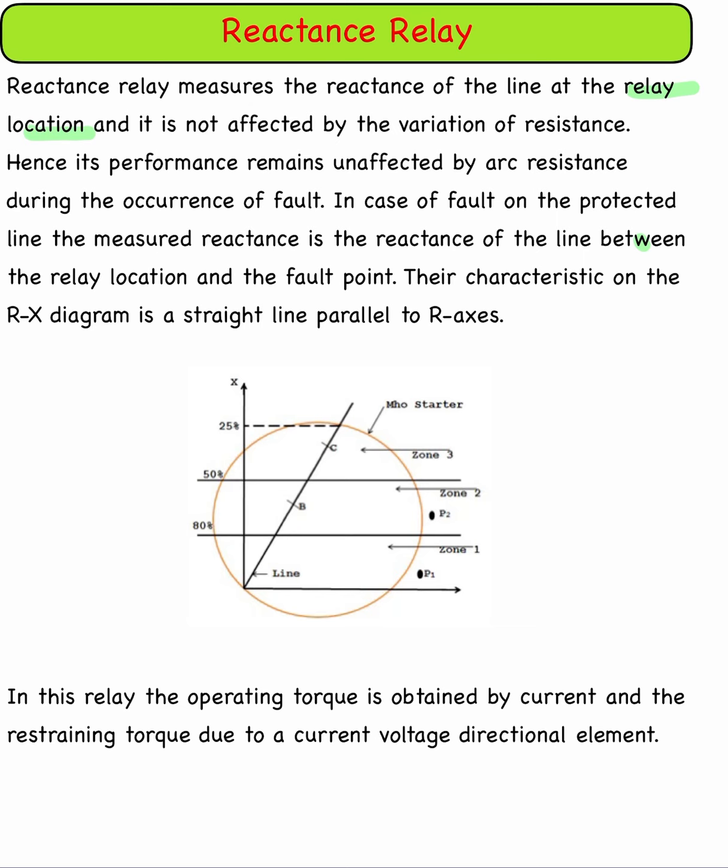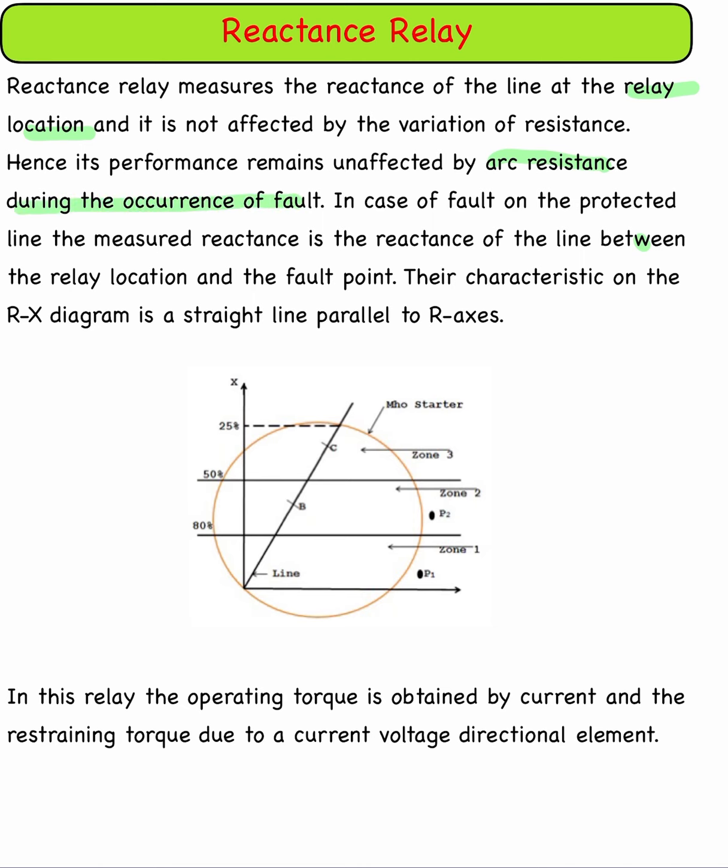So it is not affected by the variation of resistance. Means if there is variation in the resistance, then the reactance of the line at the relay location does not vary, does not get affected. So hence the performance remains unaffected by the arc resistance during the occurrence of faults.